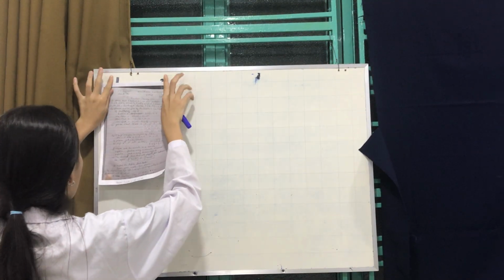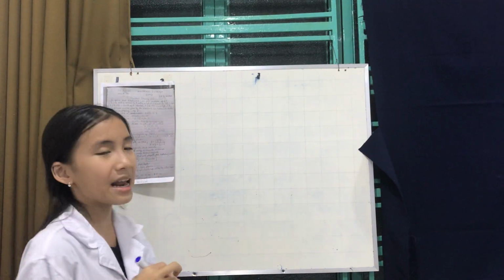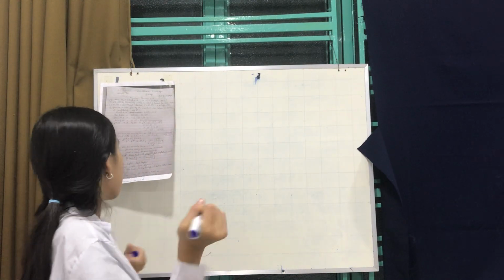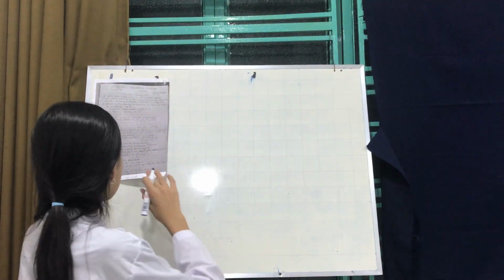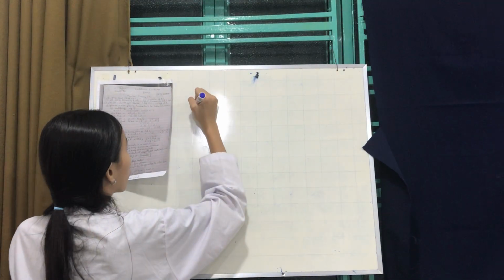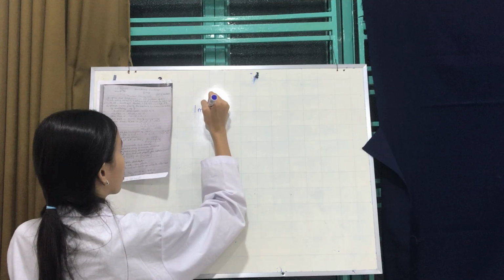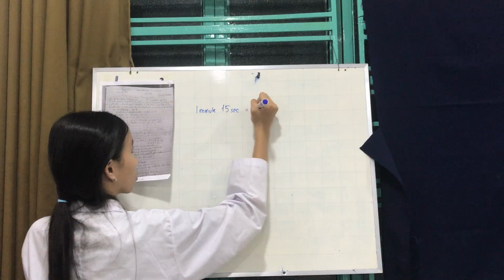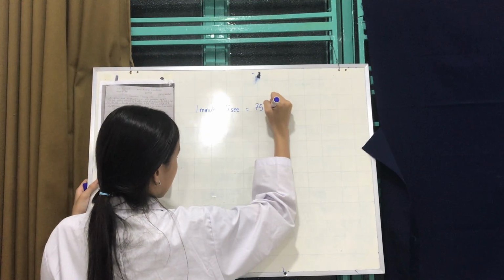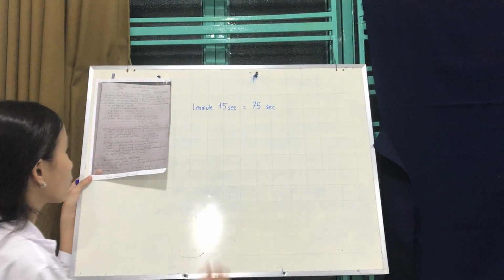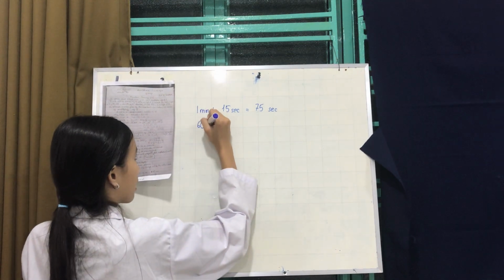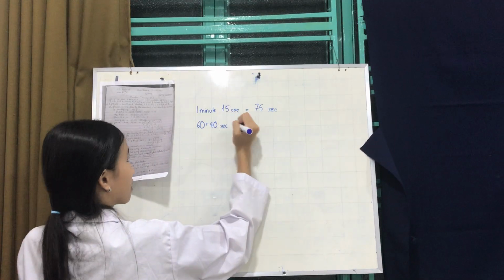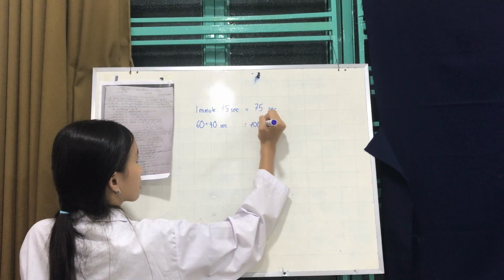Light 1 flashes every 1 minute and 15 seconds. Let's transform it into seconds. So 1 minute and 15 seconds will equal 75 seconds. Next we have 60 plus 40 seconds, and this will equal 100 seconds.